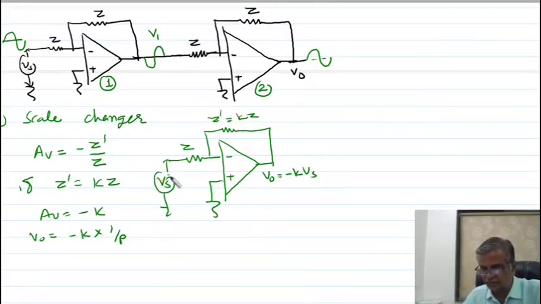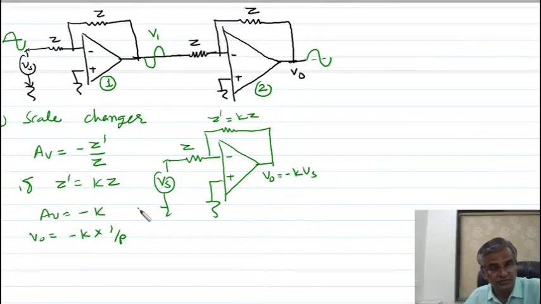As you give 1 volt, you get twice of 1, 3 volt, twice of 3, 4 volt, twice of 4. Means the output scale is multiplied by K times. So this is your scale changer. In a scale changer, the feedback component is nothing but K times Z. So you can get gain minus K, and the output scale is multiplied by K times.